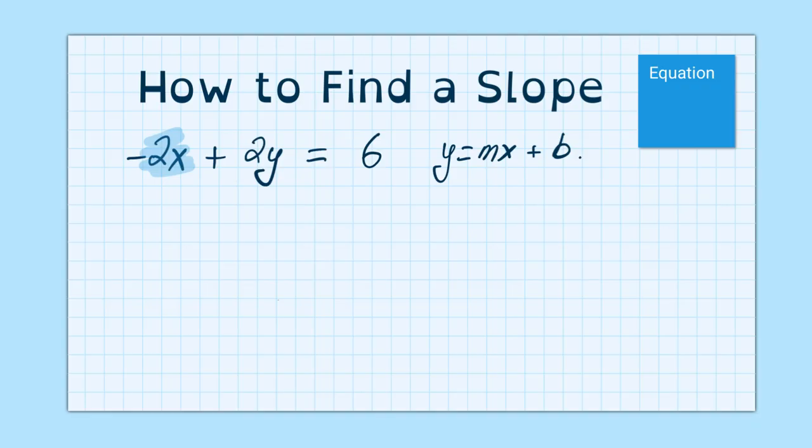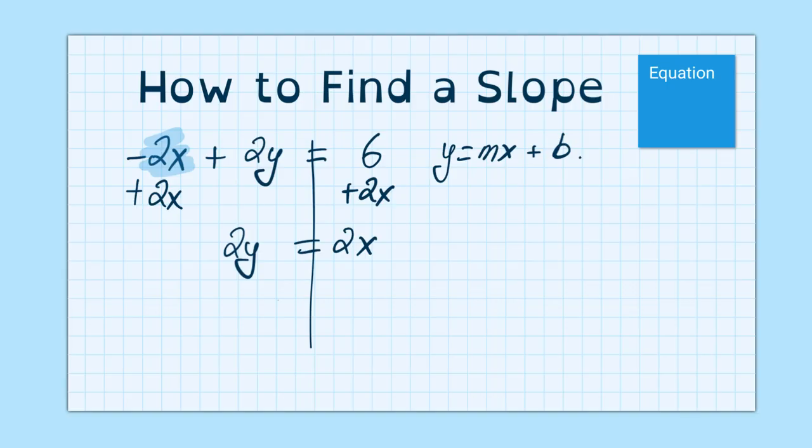but we have to work through this. We have to solve for y in order to find the correct answer. So let's go ahead and do that. First thing we're going to do, we're going to move the x to the other side by addition. So I'm going to add 2x to both sides. I'm going to rewrite my equation: 2y equals 2x plus 6. Remember, it's plus 6 because 6 is a positive number.